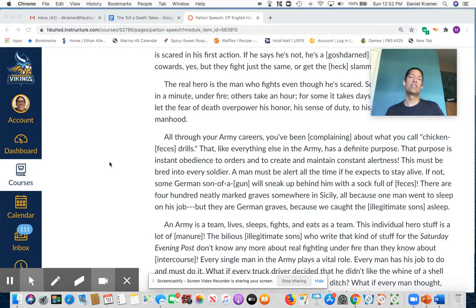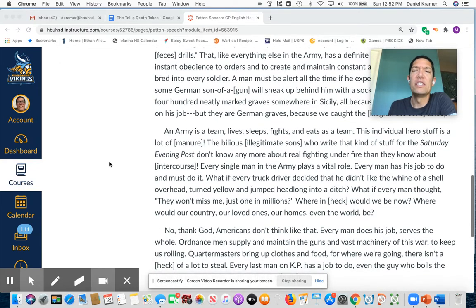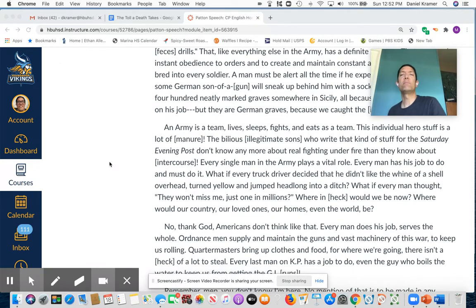Yeah, it's all pathos. It's all designed to get the soldiers pumped up. And an army is a team. Lives, sleeps, fights, and eats as a team. This individual hero stuff is a lot of manure. The bilious, illegitimate sons who write that kind of stuff for the Saturday Evening Post don't know any more about real fighting under fire than they know about intercourse.